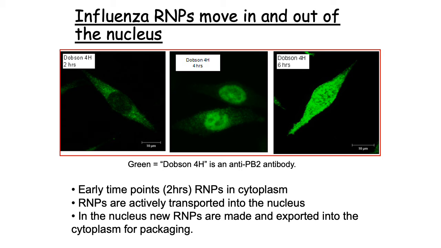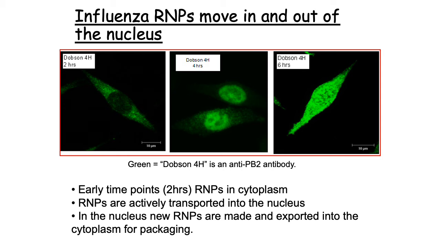But compare that to 4 hours. You basically can't see the cytoplasm. The cells would look about the same shape and have about that much cytoplasm. All you can see is the nucleus because the nucleus is lit up with all that PB2. So this is the virus going into the nucleus so it can replicate.